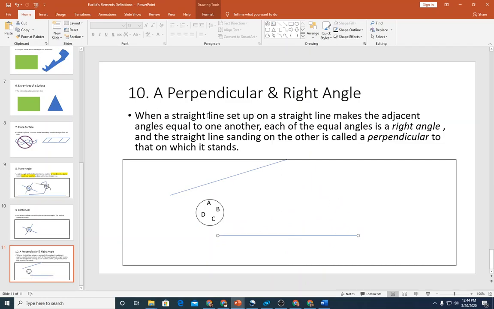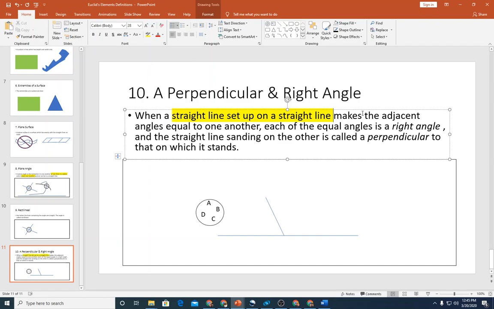So when a straight line is set up on a straight line, we need two straight lines. We're going to set one up on the other. What does it mean to set it up on the other? Well, it just means one is standing on the other one. Let's do it like that for right now. Straight line set up on a straight line. So far, so good. Let's highlight that.